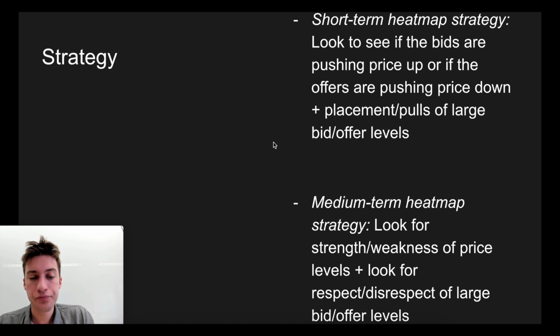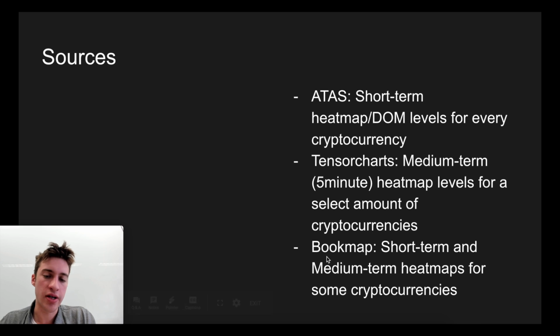And if you're able to do that, then you can position yourself in the trend before it really takes off. Now, short term is a bit different because with medium-term heat map, what we're really looking at is Tensor Charts and Bookmap. These are two platforms that you can use. And you can use Bookmap for short-term movements as well if you would like. Tensor Charts is primarily more medium-term, where I think the data is every 5 minutes, where you're looking at those heat map levels fluctuate over time.